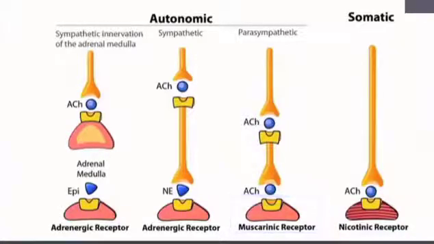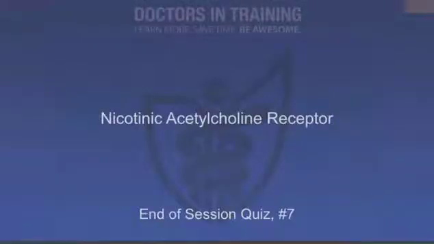And then finally, on the far right side, we have a somatic nerve, and it's not going to have a ganglionic synapse, and it's going to release acetylcholine, and it's going to directly act on a nicotinic receptor. Next question. What receptor is used in somatic motor neurotransmission? Well, the answer to that is a nicotinic acetylcholine receptor.